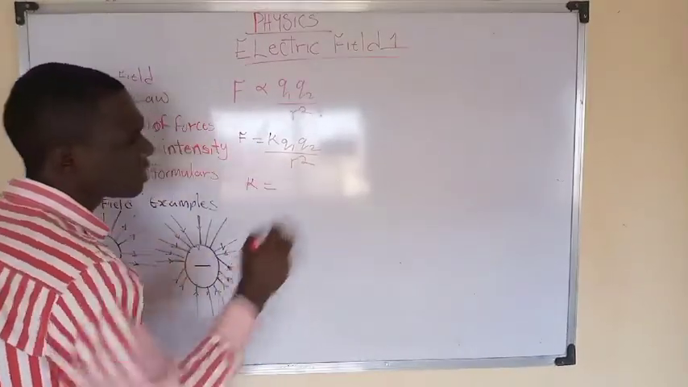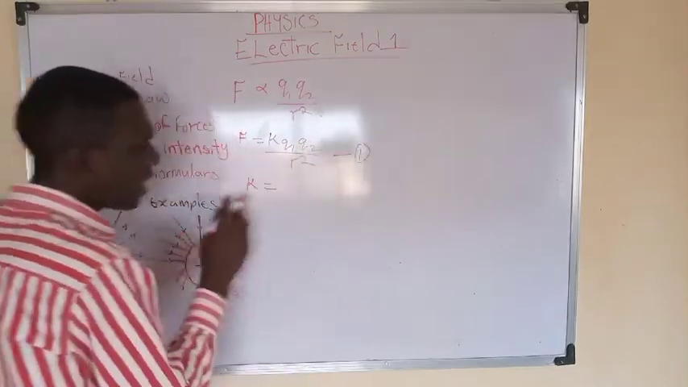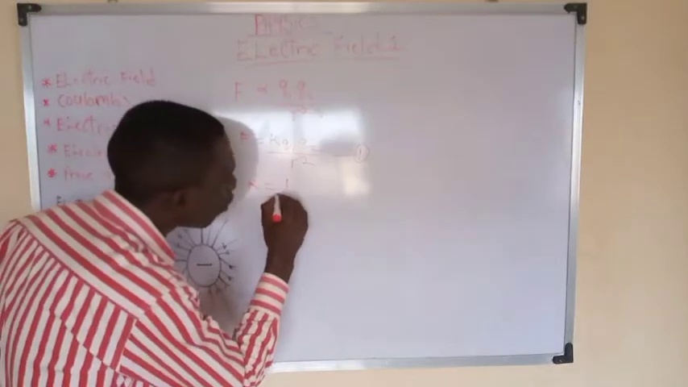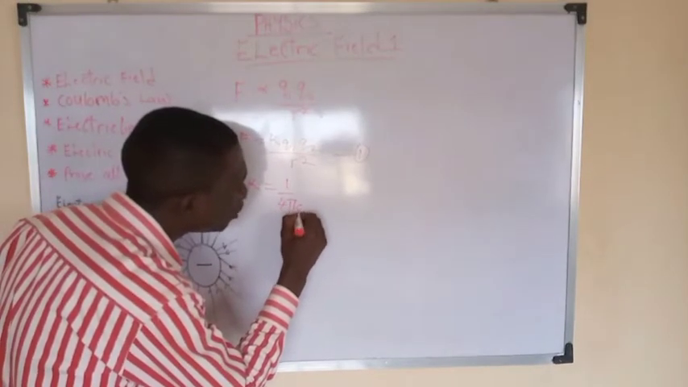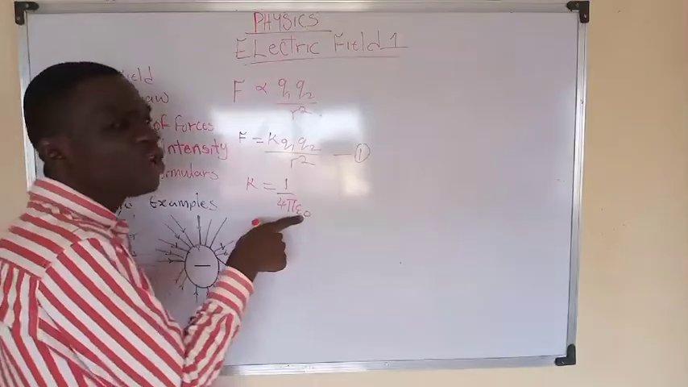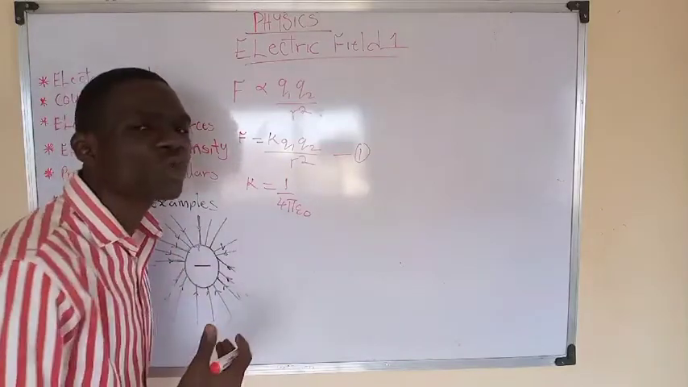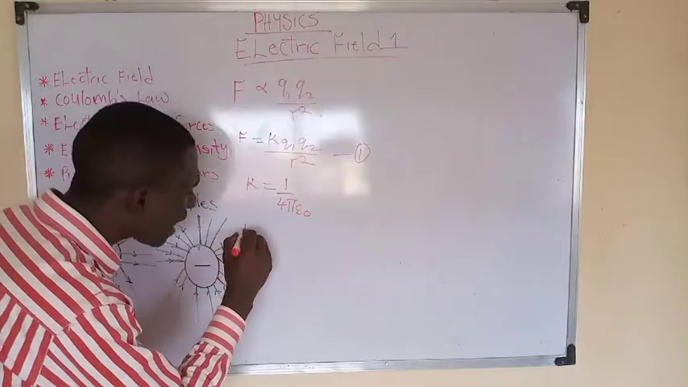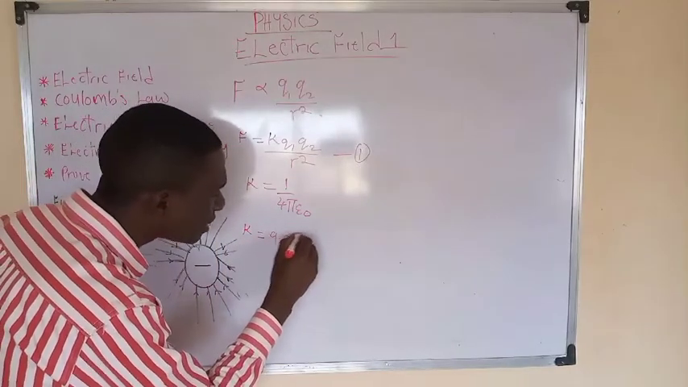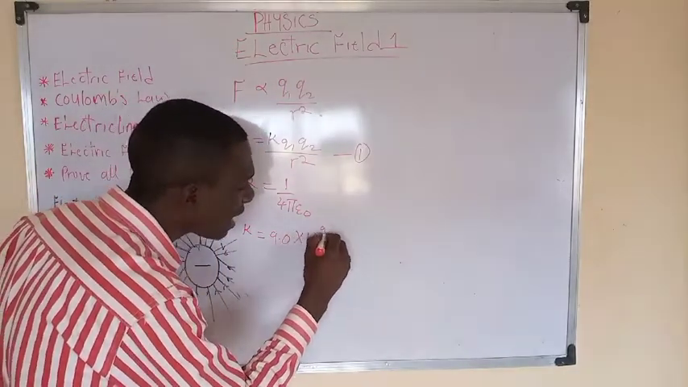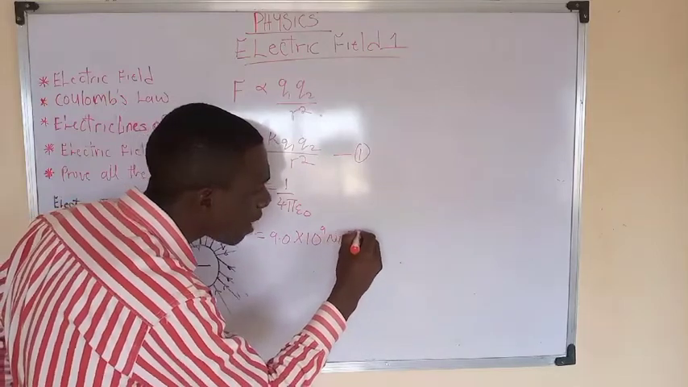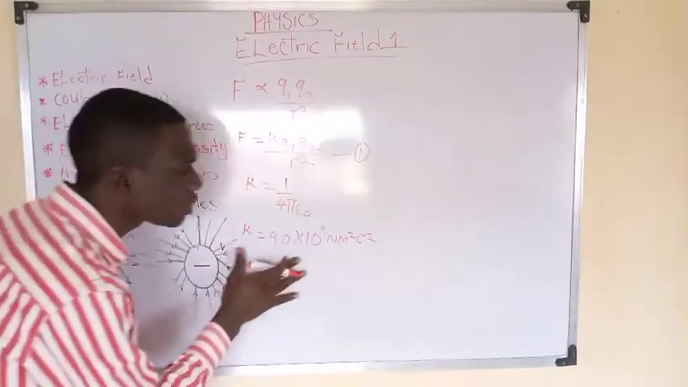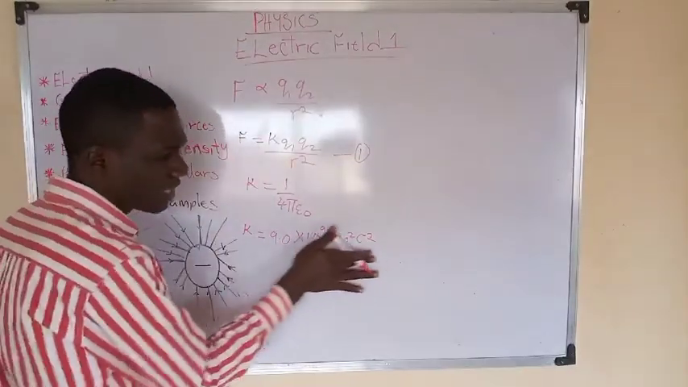Let's call this equation 1. K, the constant of proportionality, has the value 1 over 4 pi epsilon naught, where epsilon naught is also a constant known as the permittivity of free space. Now the value of K is given as 9.0 times 10 to the power of 9 newton meter squared per coulomb squared. K is a constant and this is the value of the constant.